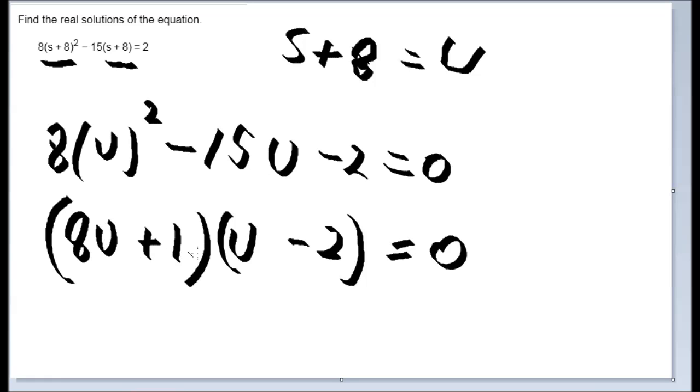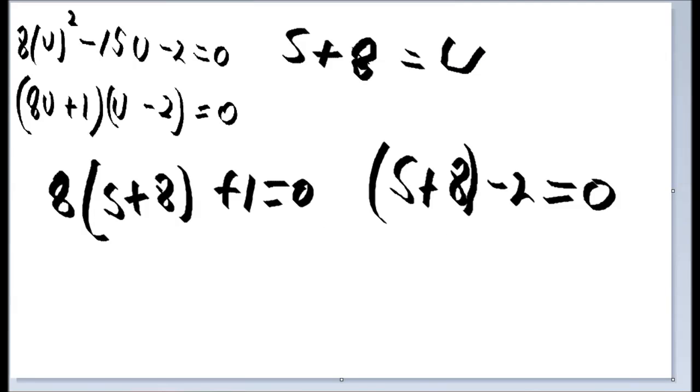I have 8u times u is 8u squared. 8u times negative 2 is negative 16u, but we'll add one back to get negative 15. And 1 times negative 2 is negative 2. Now really though, u stands for s plus 8, so if I put that in there, I'll have this equation right here. So what I've done here is I've taken this u and made it s plus 8, and then of course plus 1. And then here we have u minus 2, so s plus 8 minus 2, and then we can solve these just like you normally would.